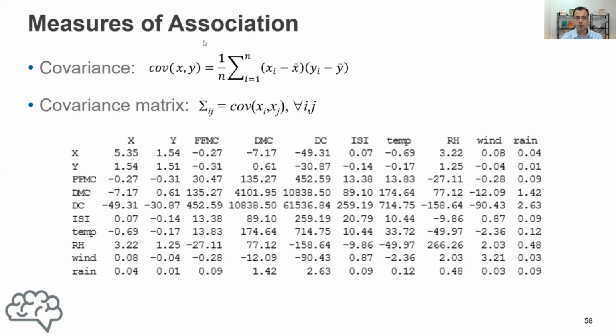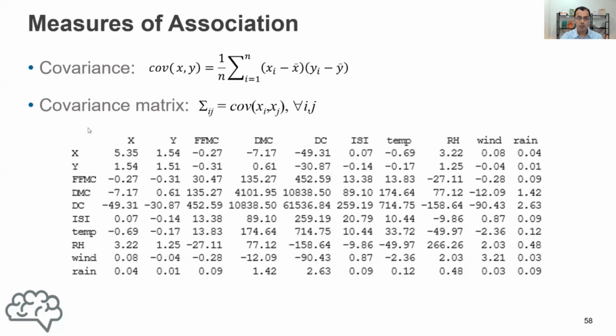The first association measure that we are going to study here is called covariance. Covariance is taken between two variables, x and y, by simply multiplying the difference between each value of the variable and its respective mean. If we take the covariance among all variables in a given dataset, we can generate the covariance matrix.